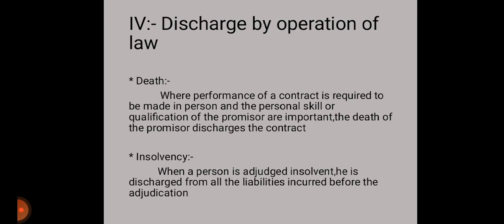Next, discharge by operation of law. Death: where performance of a contract is required to be made in person and the personal skill or qualification of the person are important, the death of the promisor discharges the contract. Next, insolvency. After a person is adjudicated as insolvent, all of his rights and liabilities are transferred to the assignee, as the case may be. When he is adjudged as insolvent, he is discharged from all liabilities incurred prior to his adjudication.